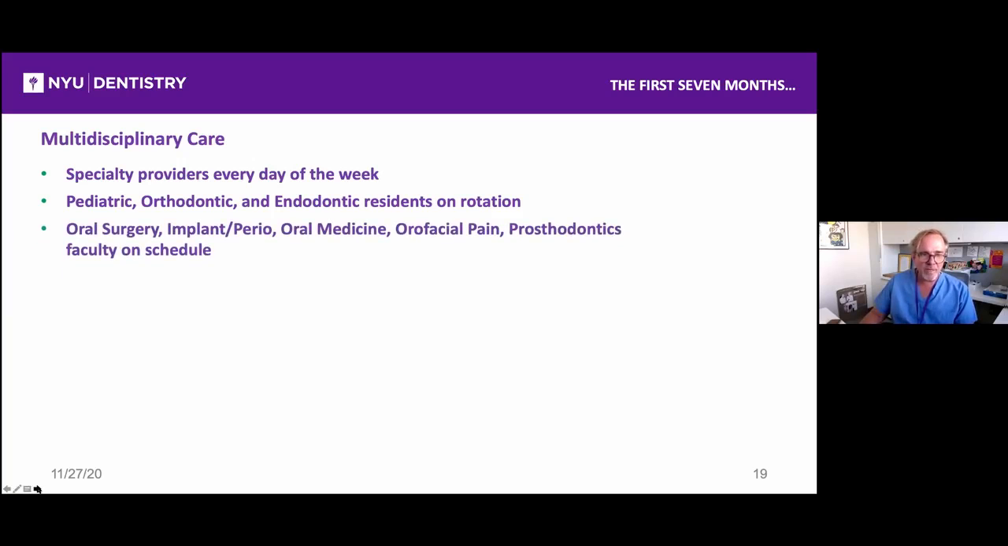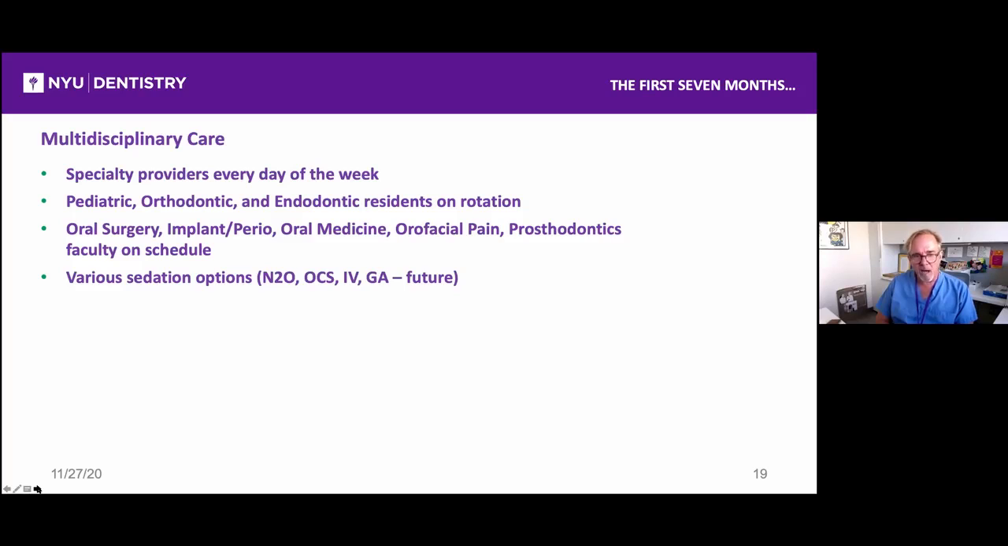We do have oral surgery. We have implant perio. We have oral medicine, oral facial pain, and prosthodontist faculty on the schedule. They're not up here every day, but they do come up at least once a week. We have a prosthodontic faculty member on rotation who comes up once a week as well, and brings two prostho residents with him to do the more complex cases. We, as you will see, have two large sedation suites that we hope to turn into operating rooms in the future. They are state of the art.